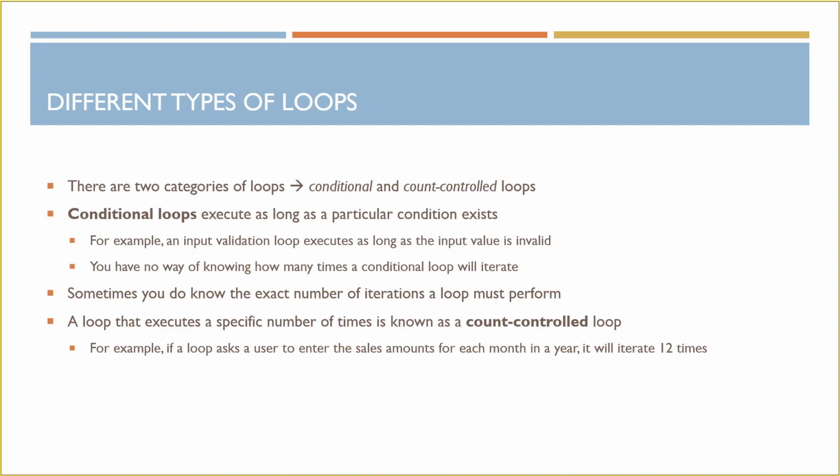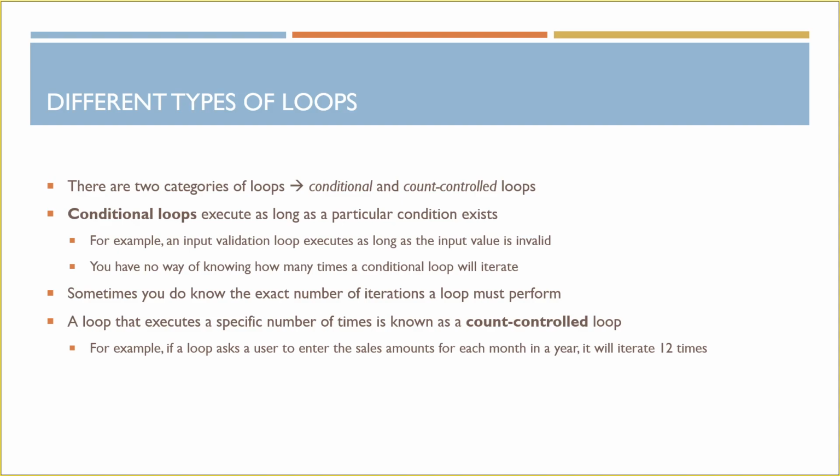We do have some different types of loops. Our 2 main categories that we use in programming are conditional loops and count-controlled loops. A conditional loop will execute as long as a particular condition exists. While loops and do-while loops are conditional loops, right? So an input validation loop, such as a while loop, will execute as long as the input value is invalid, which we've seen in some of the code examples.